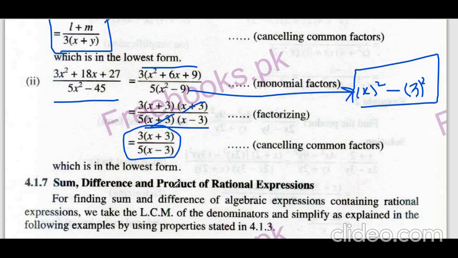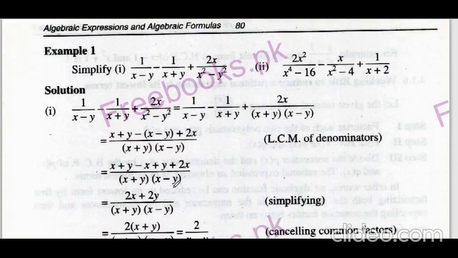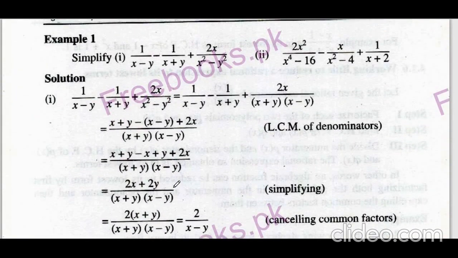For finding the sum and difference of algebraic expressions containing rational expressions, we take the LCM of the denominators and simplify, as explained in the following examples. Example number 1. Simplify 1 over (x minus y) minus 1 over (x plus y) plus 2x over (x square minus y square). Now these are rational expressions: the first term, second term and third term. Overall this is a rational expression.